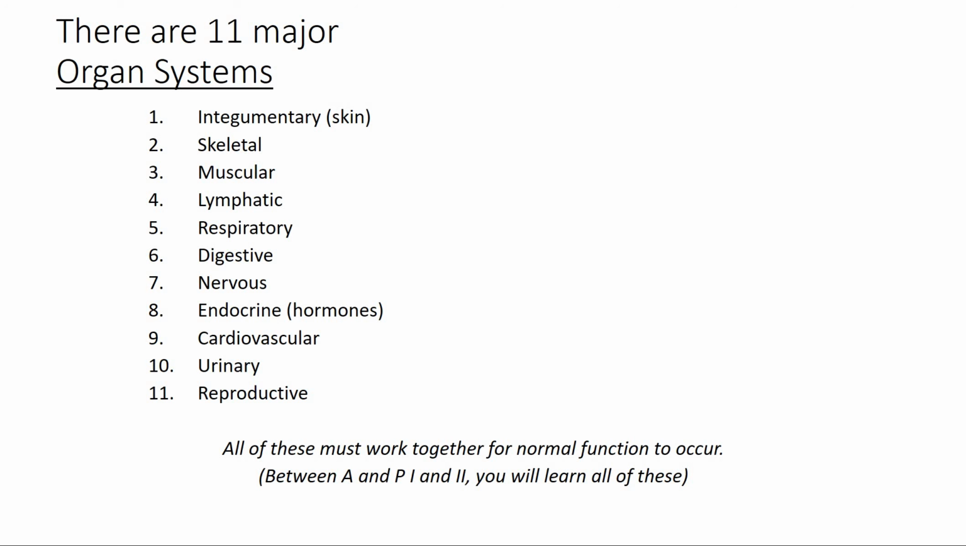In ANP1, we're going to go over the integumentary system, skeletal, muscular system, and nervous system. And then in ANP2, you do the rest. Lymphatic, respiratory, digestive, endocrine, cardio, urinary, reproductive. That would be ANP2. So between ANP1 and ANP2, you'll cover all of these different systems, and then the subcategories within the systems.